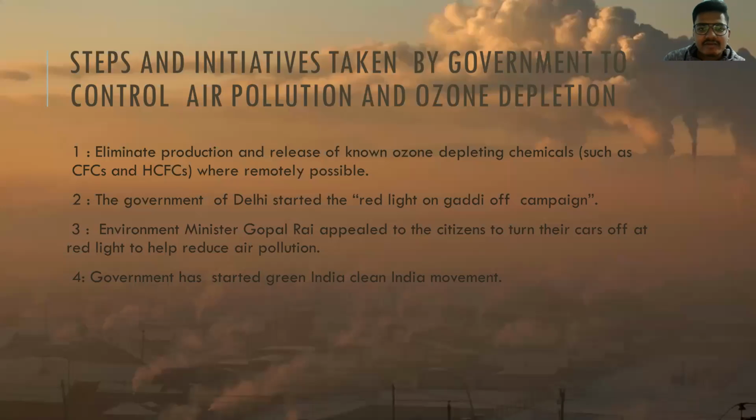Steps and initiatives taken by the government to control air pollution and ozone depletion: eliminate production and release of known ozone-depleting chemicals such as CFCs and HCFCs wherever possible. The government of Delhi started the Red Light Gaadi Off campaign. Environment Minister Gopal Rai appealed to the citizens to turn their cars off at red lights to help reduce air pollution. Government has started the Green India, Clean India movement.